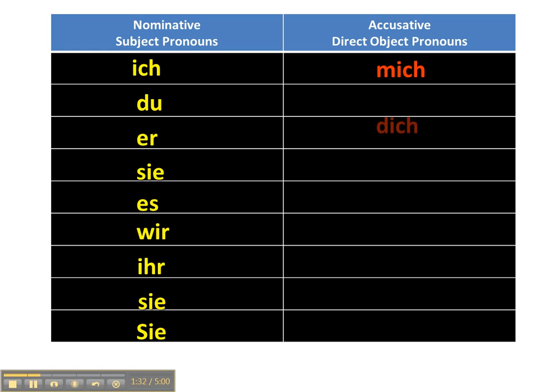So, how does this change as direct objects? Mich, dich, ihn for him, sie for her, and one tip I always say is in the accusative, all the s's stay s, so you'll notice that on our chart here. For it, es, uns, euch, and then sie, like I said, and Sie, so this means them and you formal.